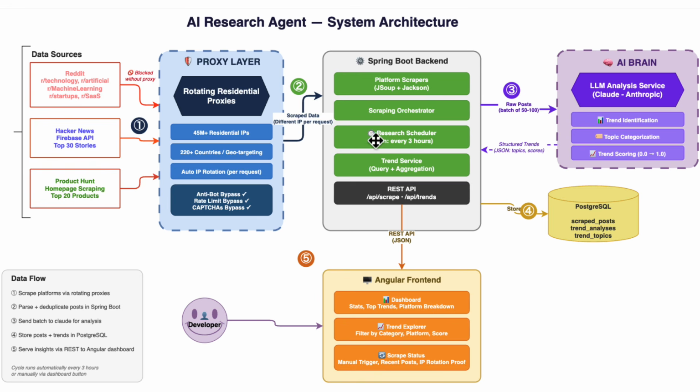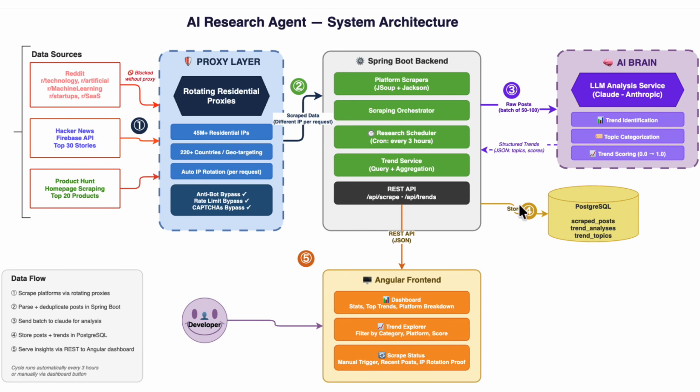And then let's go back to the Spring Boot part. Here, after starting the scheduled job, we will call a scraping orchestrator. The scraping orchestrator will scrape each platform using JSoup and Jackson. JSoup is for when we scrape, for example, Product Hunt, because we are dealing with HTML elements. And Jackson is for Reddit and Hacker News, where we can use their APIs, and with the Firebase API, we can get the JSON data from there.